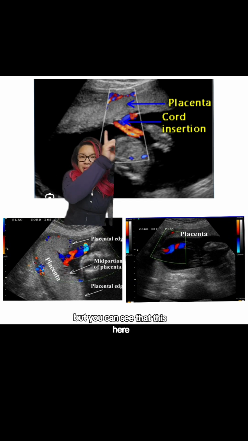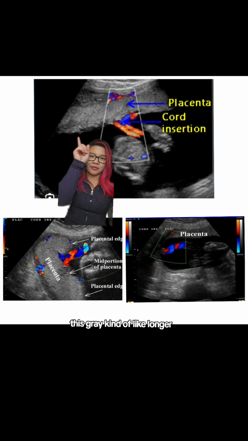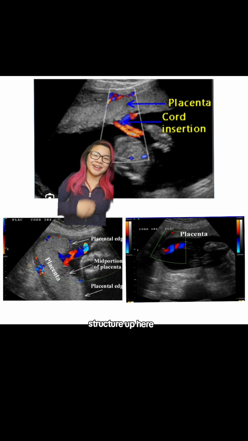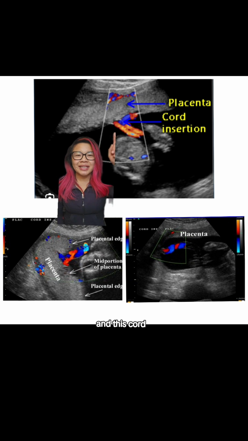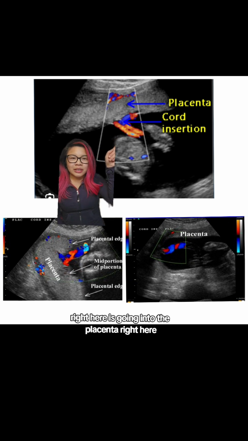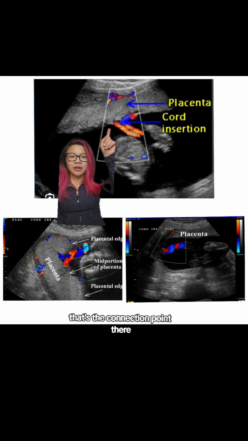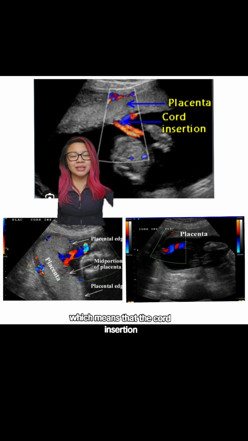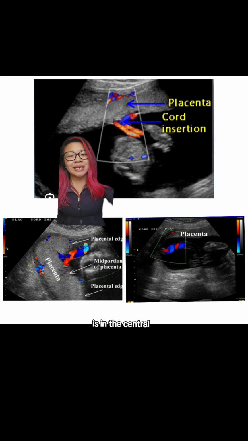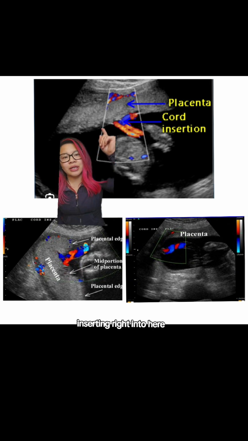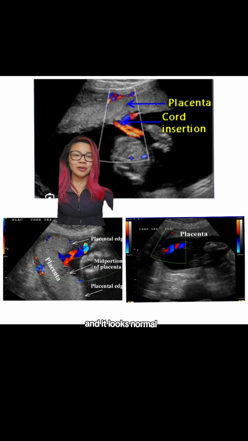You can see that this gray, longer structure up here is the placenta. And this cord right here is going into the placenta right here. That is the connection point. On either side, we can see there is quite a bit of space, which means that the cord insertion is in the central or a normal configuration on this picture. So again, it's inserting right into the placenta, and it looks normal.